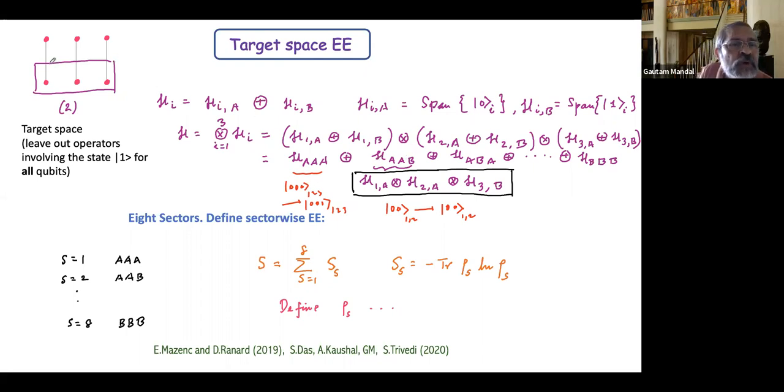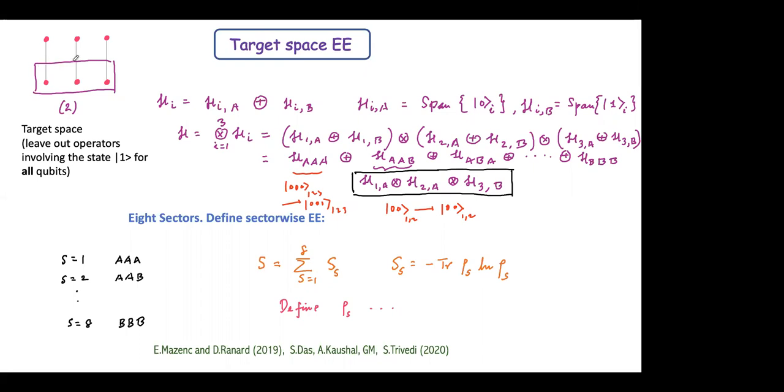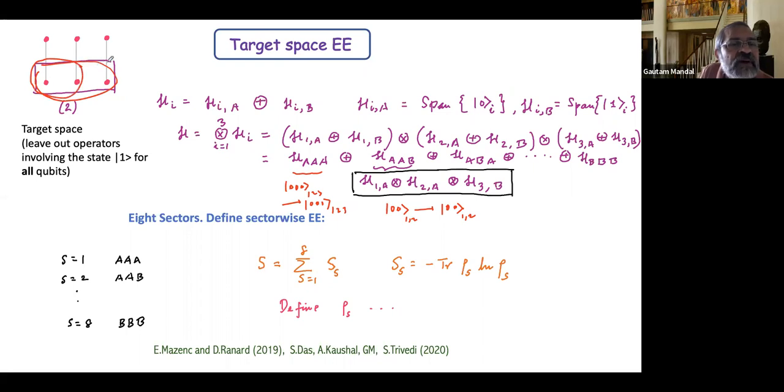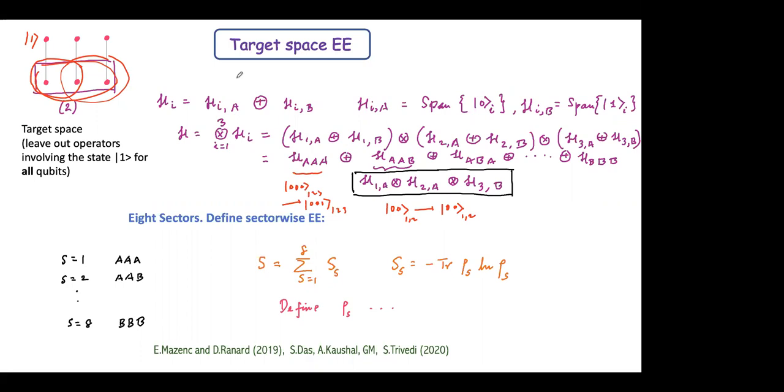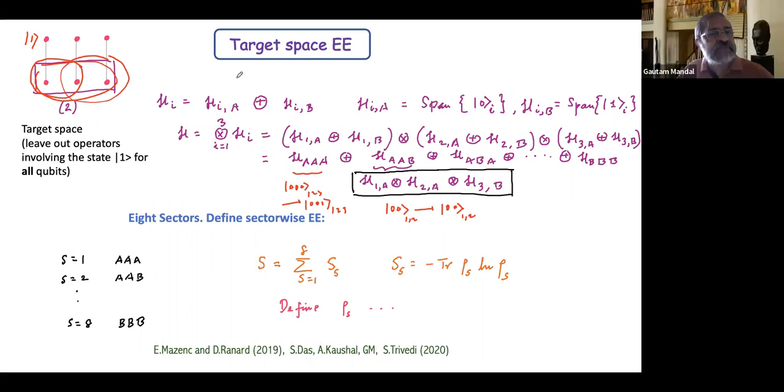So your operators always take the whole thing to itself, or this guy to itself, or this guy to itself, and so on and so forth. They don't touch the states 1 at all. That's what that operator is. That's basically some kind of conditional tracing out. It is conditioned by the subsector you are in. So it's a restriction in the target space, a restriction in saying that I'm taking only 0 and not 1.